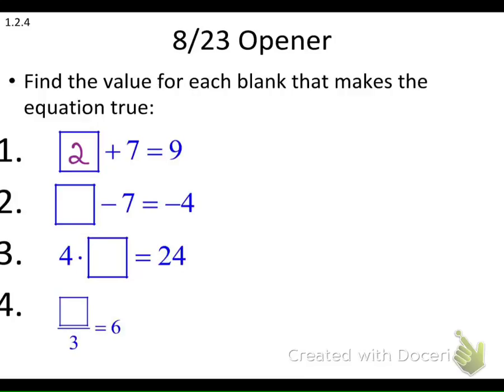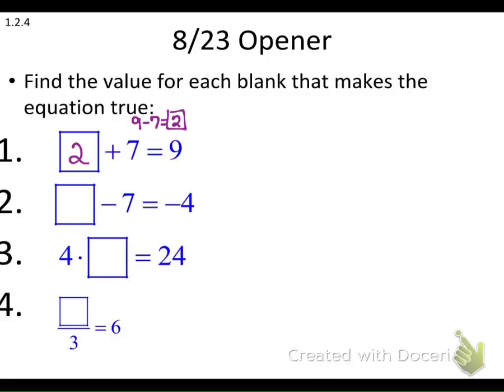If you couldn't think in your head 2 plus 7 equals 9, what's another way that you could have figured it out? Kelly? Not divide, but subtract. So if you couldn't think like, oh, 2 plus 7 equals 9, you could have just simply taken 9 minus 7, and that would have got you 2. So that's another way of doing it.